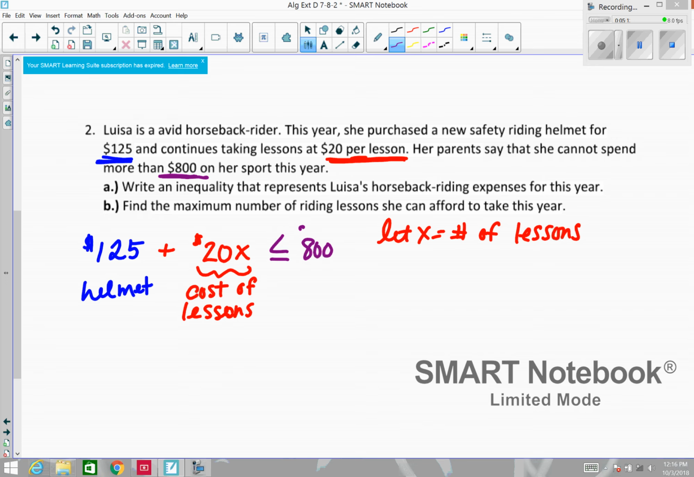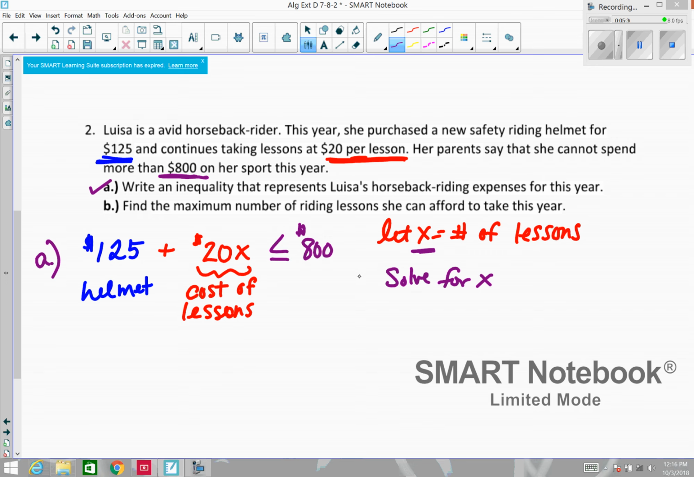Cannot be more than 800. So there's our inequality, and that takes care of part A, our inequality to represent the expenses for the year. Now it says find the maximum number of writing lessons she can afford to take this year. Number of lessons is X, so we are going to solve for X.